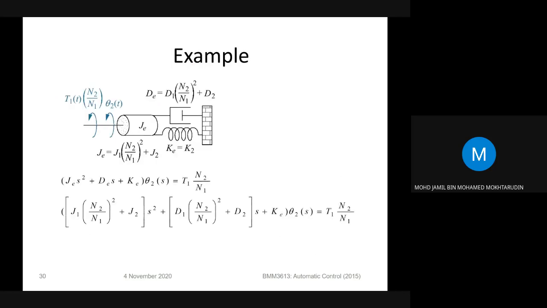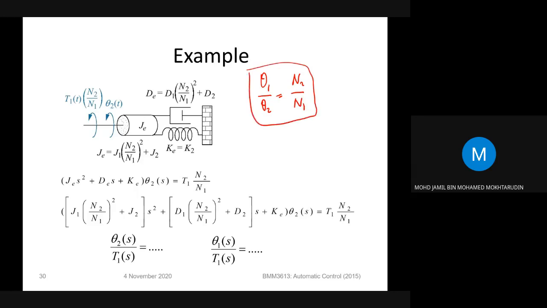And then you can substitute and then rearrange for theta 2 over T1. Or if you want theta 1 over T1, then you need to substitute theta 1 and theta 2 equals N2 over N1. Okay. So substitute theta 2 equals theta 1 times N1 over N2.